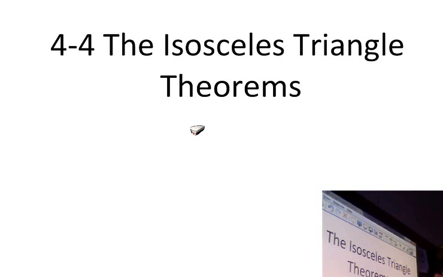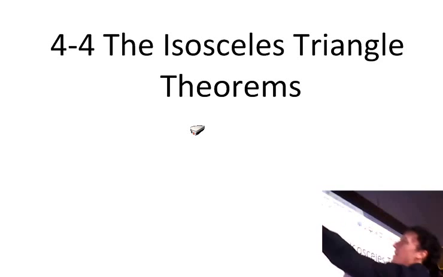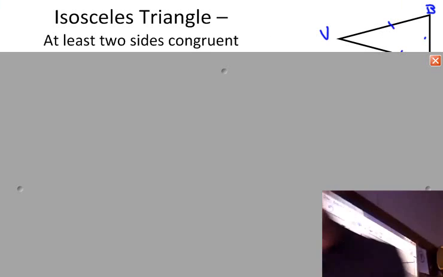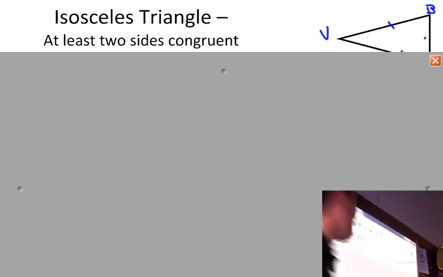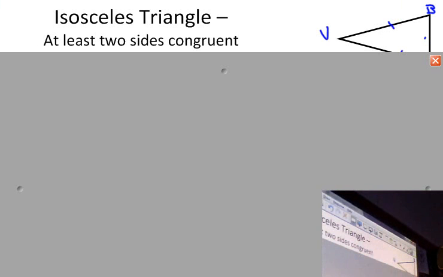The isosceles triangle theorem. To be an isosceles triangle, you have to have at least two sides that are congruent. At least two sides.